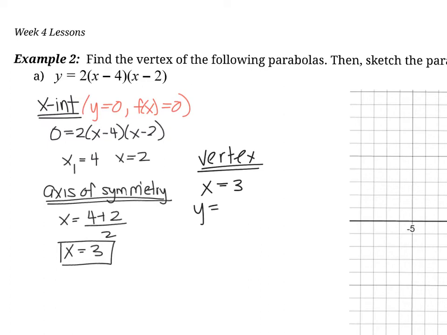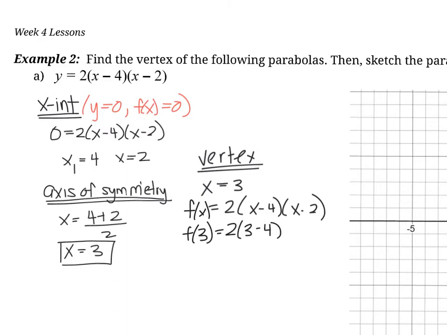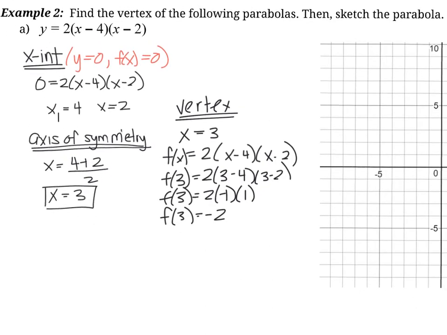So our equation is y is equal to 2(x minus 4)(x minus 2). Let's practice actually with function notation just to get used to it. So instead of y, I'm going to put f of x. Okay, and I'm going to plug in 3 here. So I've got 2(3 minus 4)(3 minus 2). Just simplifying that quickly, we've got 2 times negative 1 times 1, and that's going to give us a solution of negative 2. So that means when I plug in a 3 into this function, I get a negative 2. That's the vertex.